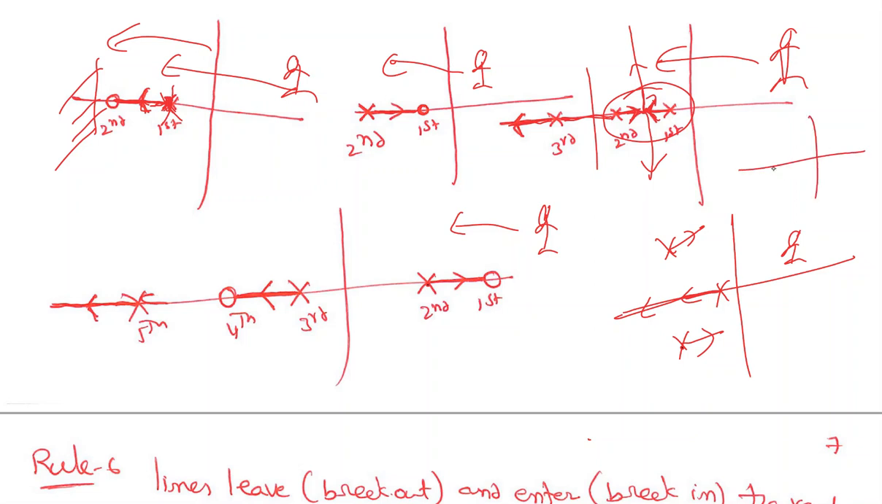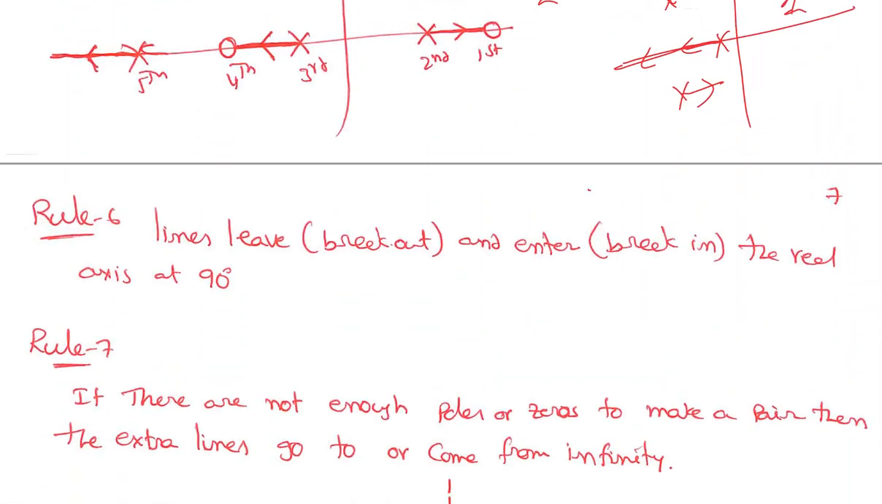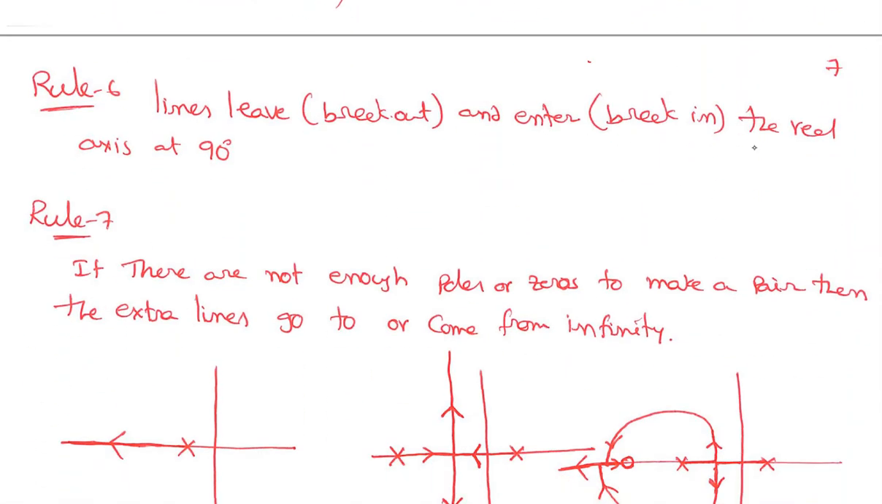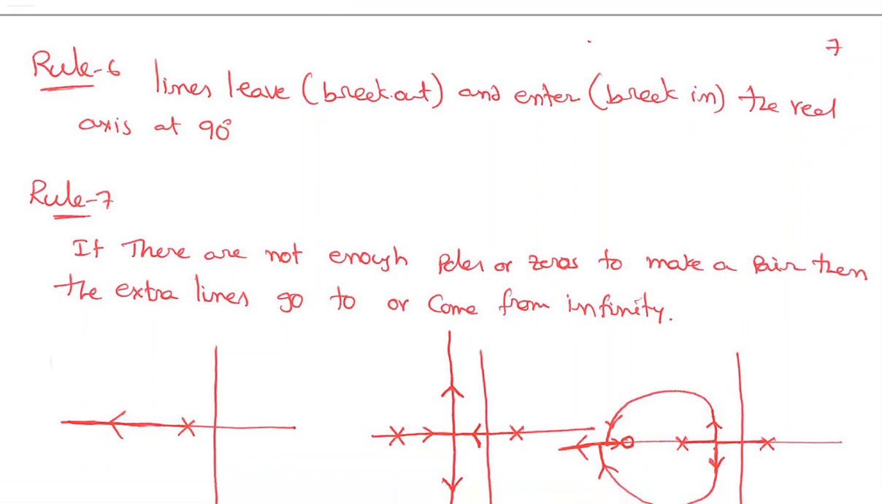You will never see a locus dispersing at less than 90 degrees. It may turn at some point, but definitely when it leaves that real axis, it is leaving at a 90 degree angle. That's rule number 6. Breakaway or entering is nothing but them doing it at a 90 degree angle.